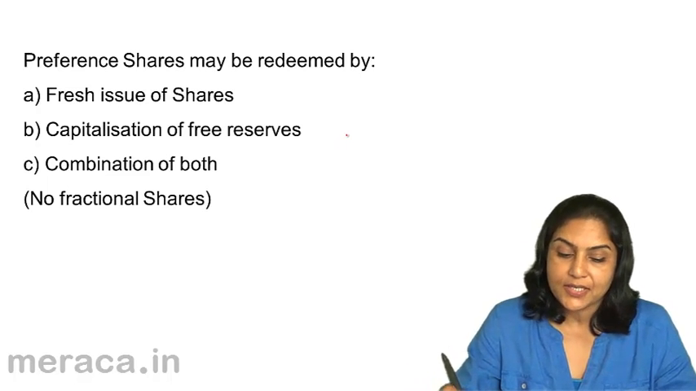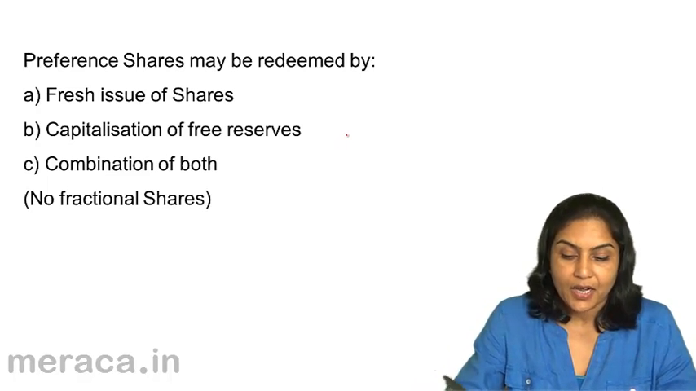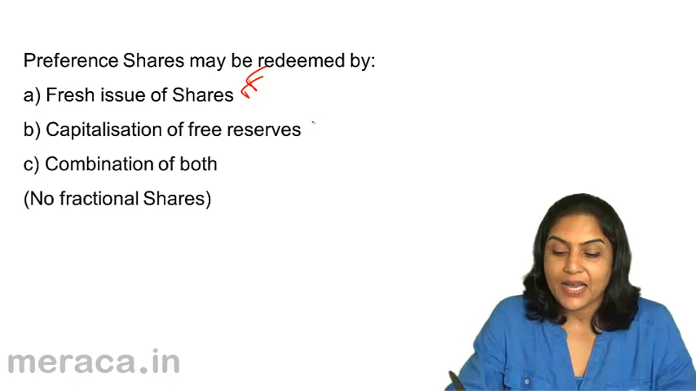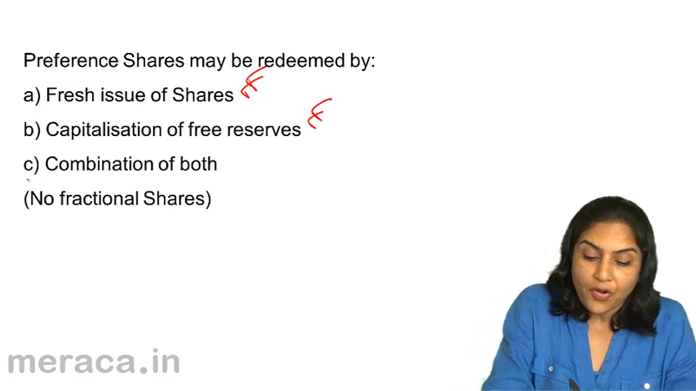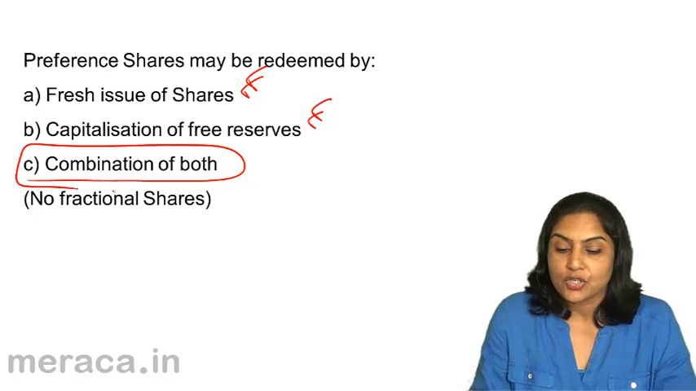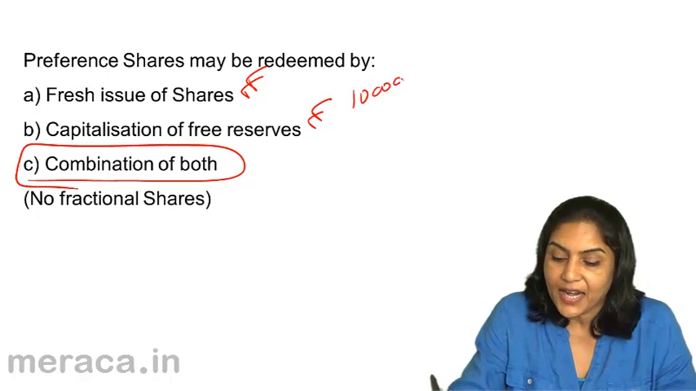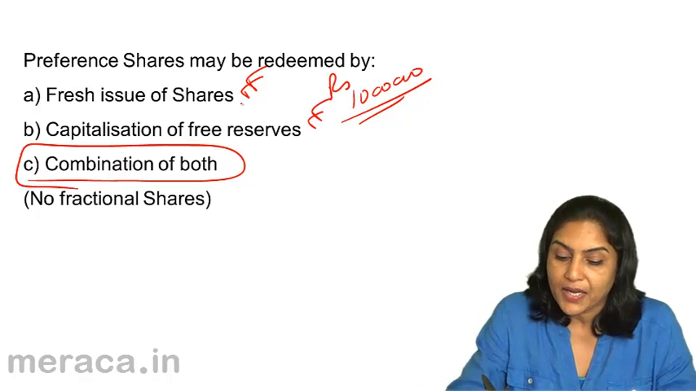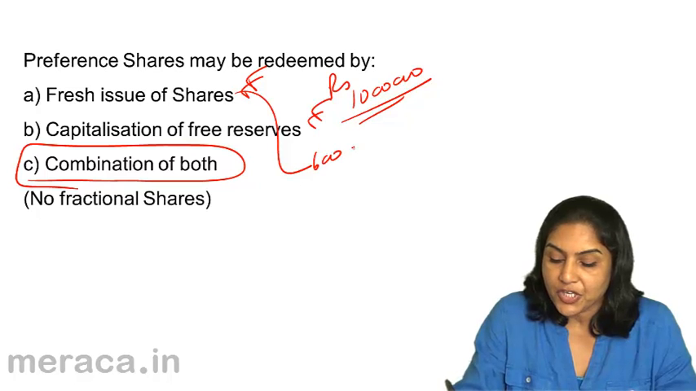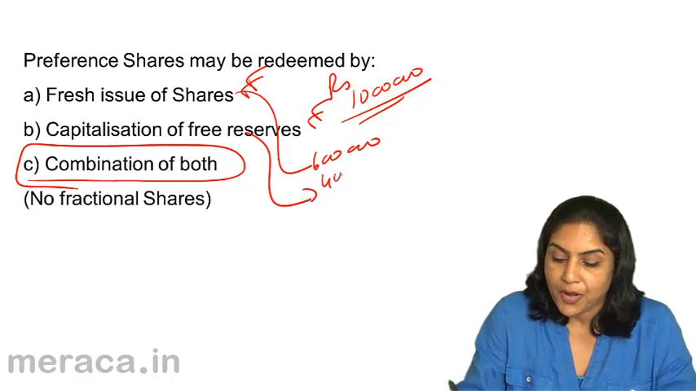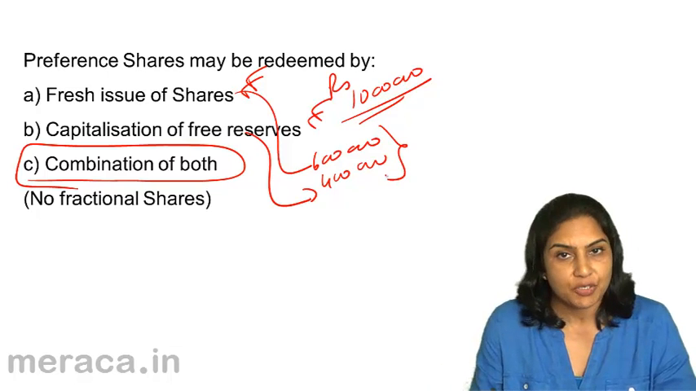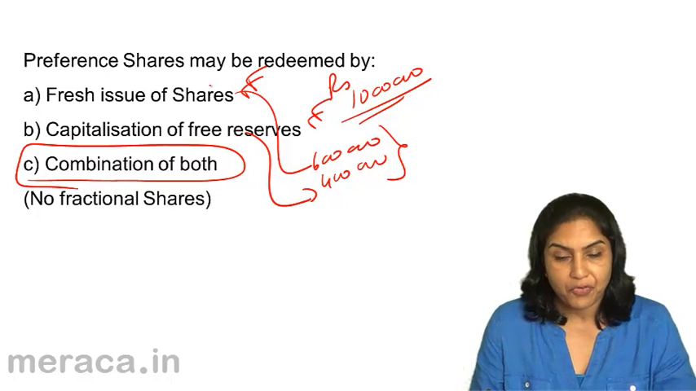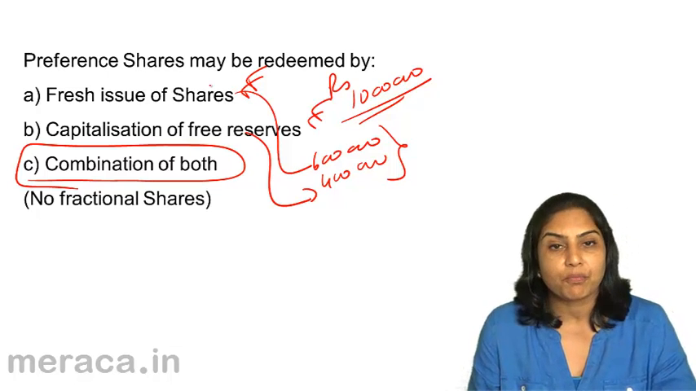Now, preference shares may be redeemed by a fresh issue of shares, which we did, capitalization of free reserves, which we have done, or it could be a combination. So it is possible that if I have 10 lakh rupees worth of preference shares to be redeemed, it could be that 6 lakhs is from fresh issue and 4 lakhs is from free reserves. This is possible. So it is either out of fresh issue or capitalization of free reserves or a combination of both.